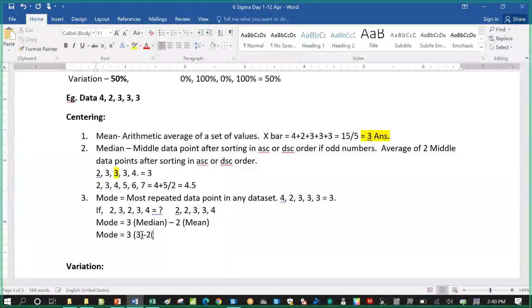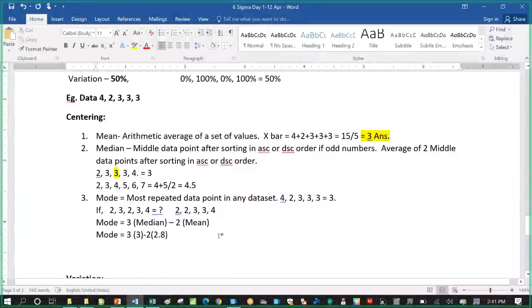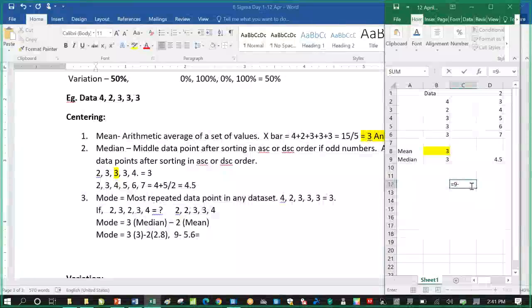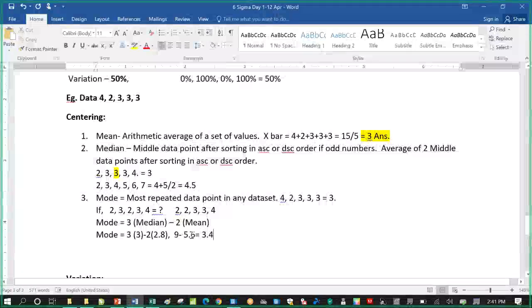Minus 2 into mean. Mean will be how much? 2 plus 2 plus 3 plus 3 plus 4 is 14, divided by 5. 14 by 5 is 2.8. Now you solve it. The answer will be 9 minus 5.6, equal to 3.4. So this is the answer.